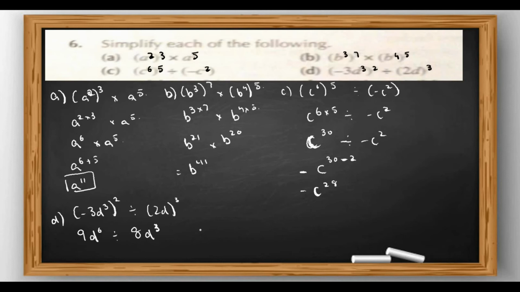Now, what you will do, you would divide the numbers and subtract the powers. So this would become 9 upon 8 and d raised to power 6 minus 3. So your final answer would be 9d raised to power 3 upon 8.